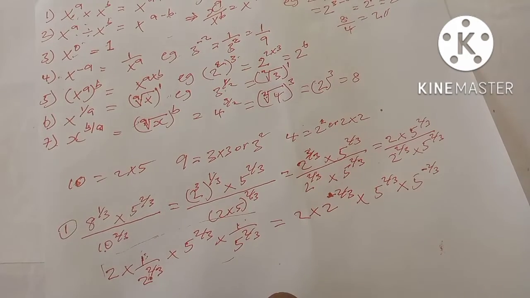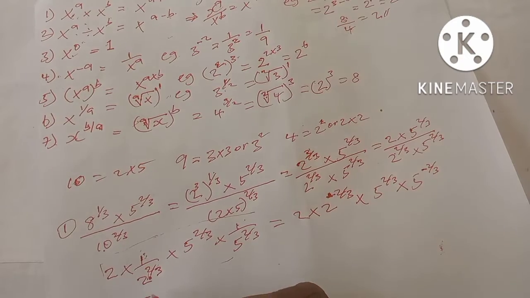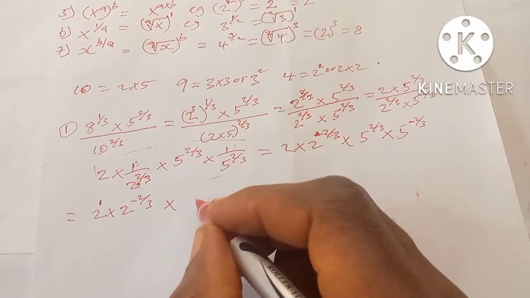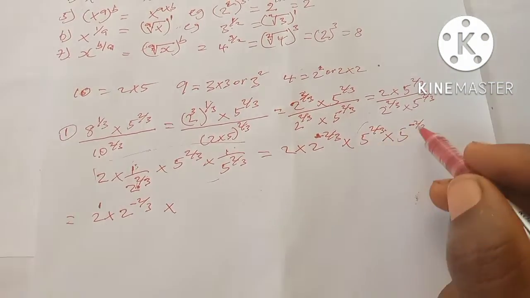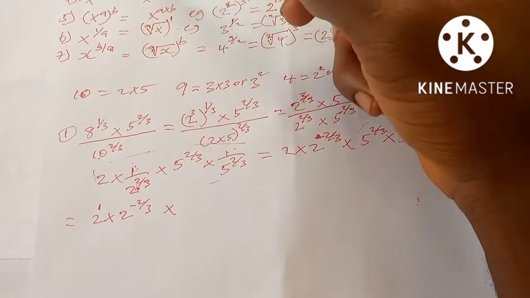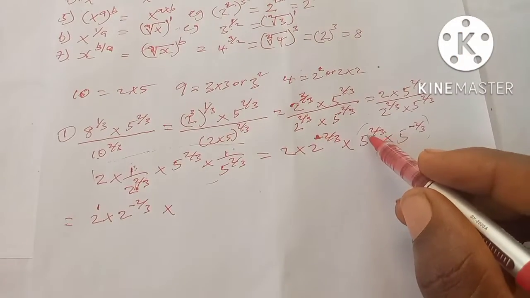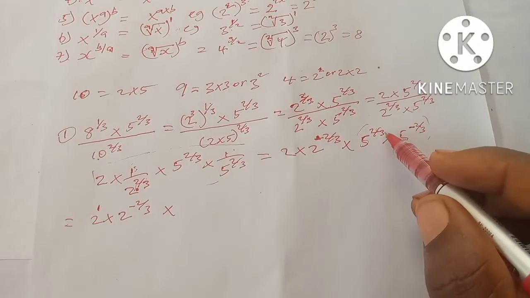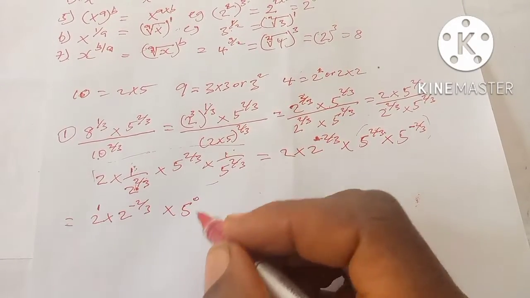So we have 2 multiplied by 2 raised to the power 1 multiplied by 2 to the power negative 2 over 3, times 5 to the power 2 over 3 minus 2 over 3. Now we're going to apply the first law, which states that x to the power a multiplied by x to the power b is equal to x to the power a plus b. Since they are the same base, we're going to add their powers. So 2 over 3 minus 2 over 3 is 0. So this gives us 5 to the power 0.